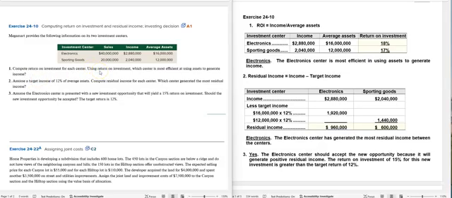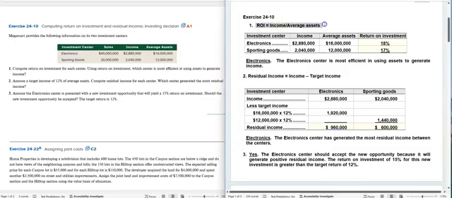So let's first do the return on investment, evaluating which center is most efficient at using its assets to generate income. The formula for return on investment is to take the investment center's income and divide by the average assets that have been invested within that center. So for electronics, we have an income of 2.88 million, and for sporting goods, 2.4 million. We're going to divide by the average assets within each of those divisions. Income divided by assets, 18% return in electronics, 17% return in sporting goods.